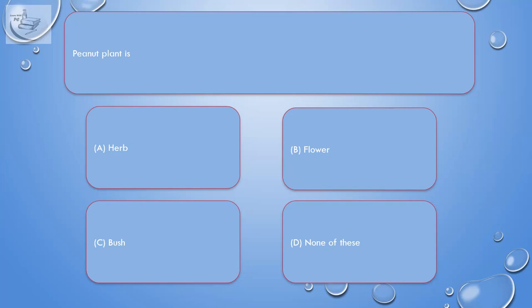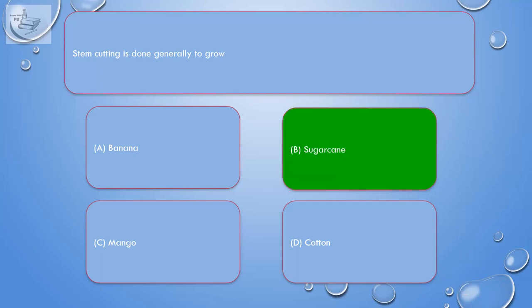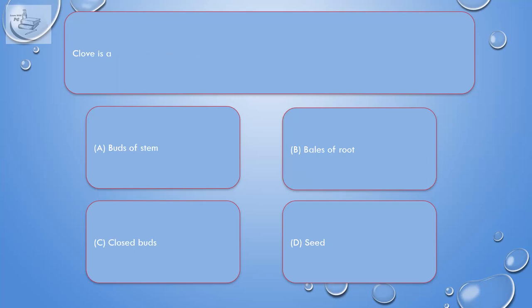Question: peanut plant is A. Herb. B. Flower. C. Bush. D. None of these. Correct answer is A. Herb. Question: stem cutting is done generally to grow A. Banana. B. Sugarcane. C. Mango. D. Cotton. Correct answer is B. Sugarcane. Question: flow is A. Buds of stem. B. Bales of root. C. Closed buds. D. Seed.